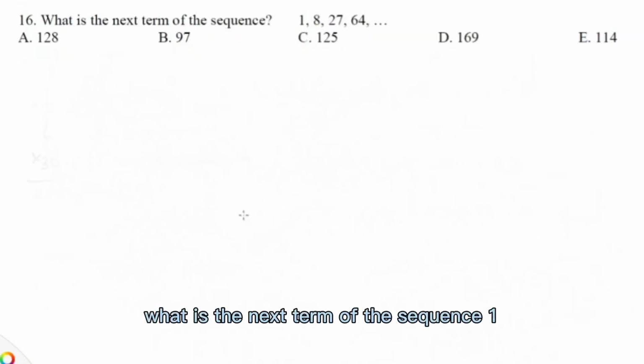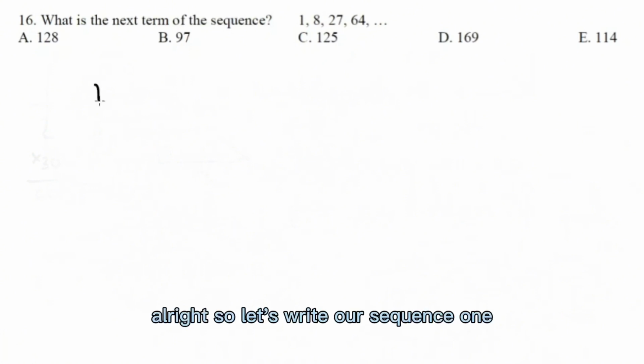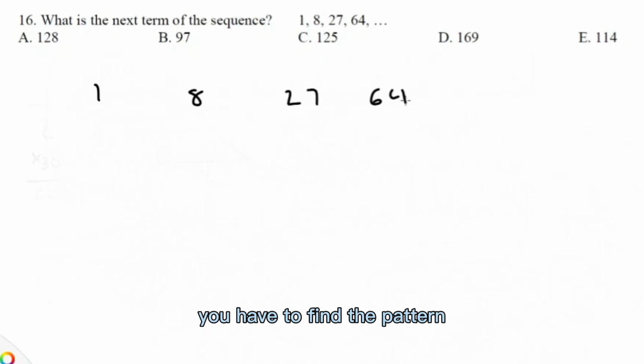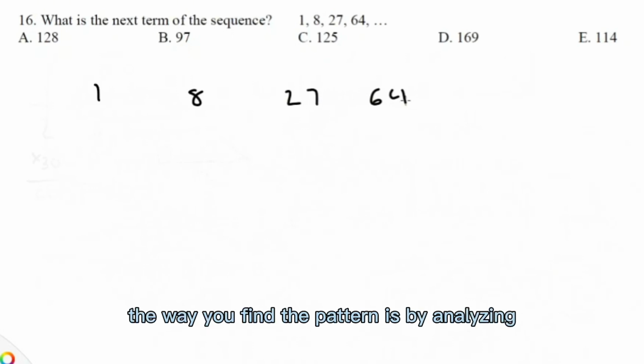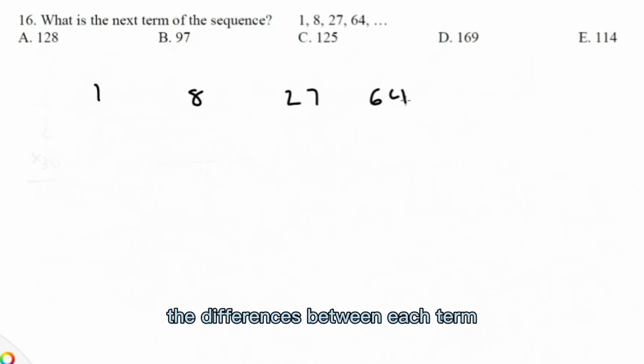Next, number 16. What is the next term of the sequence? 1, 8, 27, and 64. Alright, so let's write our sequence. 1, 8, 27, and 64. So in this sequence, you have to find the pattern. The way we find the pattern is by analyzing the differences between each term.